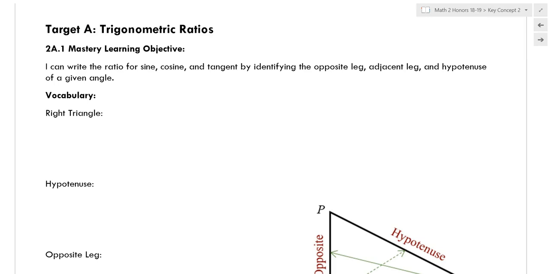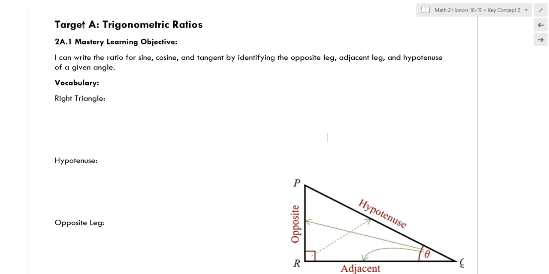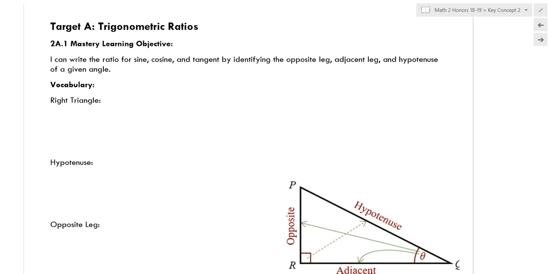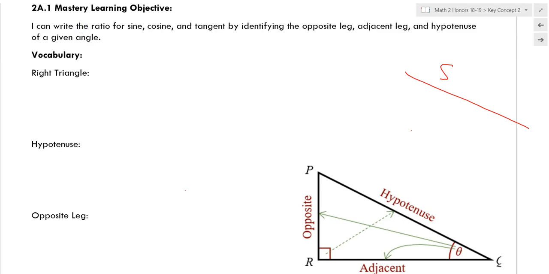A right triangle, we should know what a right triangle is. It's a triangle. Why is this? I don't know why it's not writing. Hold on. You know, the scribbles on the side, it was me trying to get the board to work.